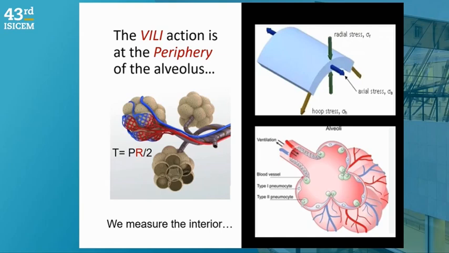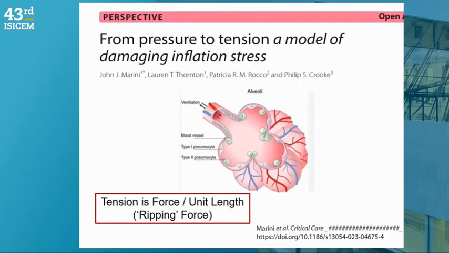We're concerned about the cells and vessels at the periphery. And those are subjected to hoop stresses. And those hoop stresses are associated with tension. And what is tension? Tension is force not per unit area, that's pressure, but tension is the ripping force or the force per unit length. And that's at the periphery of the alveolus that we're so concerned about.